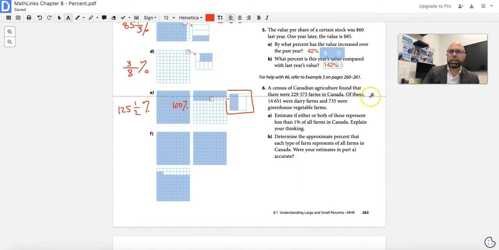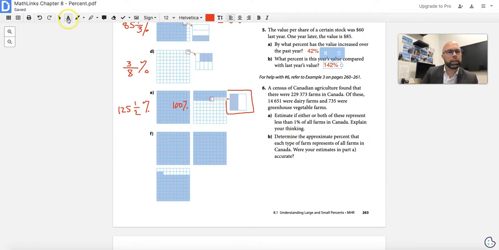A census of Canadian agriculture found that there were 229,373 farms in Canada. Of these, 14,651 were dairy farms, 735 were greenhouse vegetable farms. Fascinating stuff. Estimate if either or both of these represent less than 1% of all farms in Canada. Explain your thinking. No problemo.